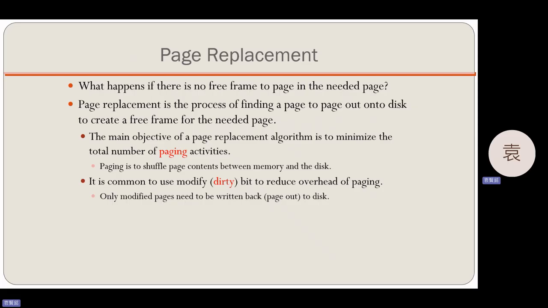The objective for page replacement is to minimize the total amount of paging activity. A good page replacement policy or algorithm should at least try to minimize this paging activity, because paging is an overhead. You bring something into memory, but without doing any actual work for the applications.